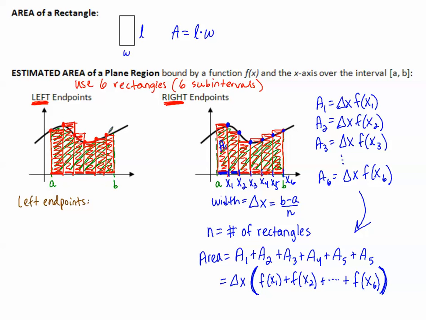When is it overestimating? This section right here where the function is below the height that we got from taking the left endpoint. So when the function is decreasing, it's an overestimate. Overestimate when our function, and we're going to call this f of x because that's what we've been doing so far, when f of x is decreasing. Similarly, it's the underestimate when f of x is increasing.